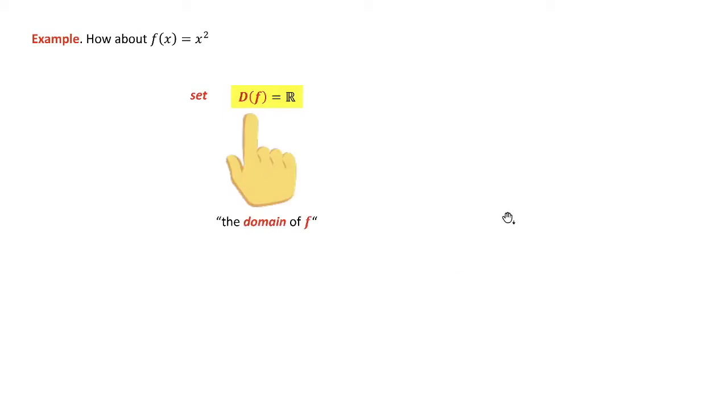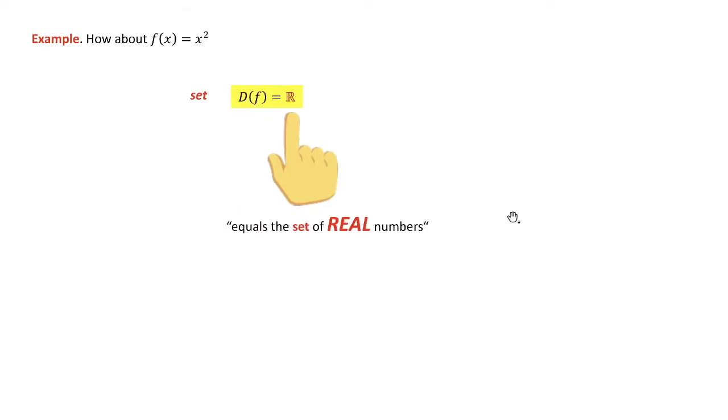The D stands for domain, right? Domain of the brackets are shorthand for "of f," the domain of f. And it says a set of real numbers. That funny R there is the set of real numbers. So if you're not familiar, that's real numbers.